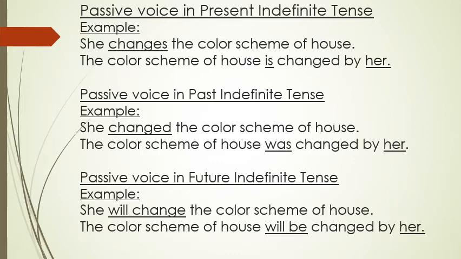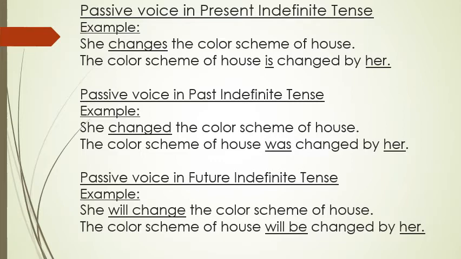Now we will proceed further, changing the passive voice according to the tense. First of all, we have passive voice in present indefinite tense, and the example is given: she changes the color scheme of house. Now according to the rule, we would proceed further. She is the subject here, changes is the verb, the color scheme of house is the object, and the tense is present indefinite. So apply the formula and bring the object first. It will become, the color scheme of house is changed.